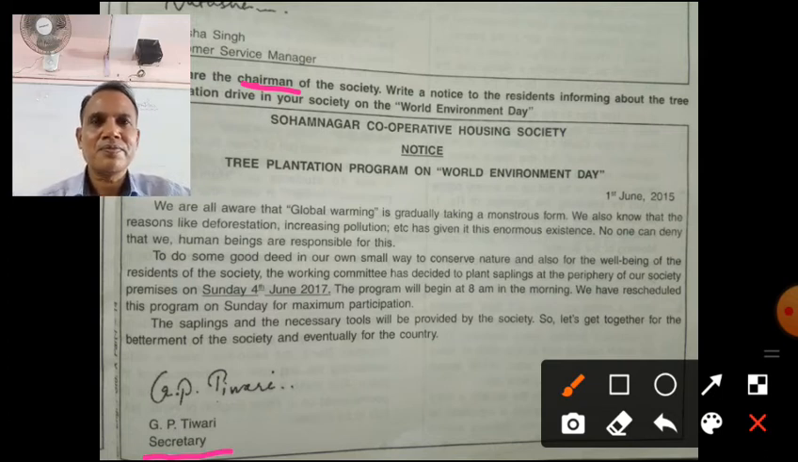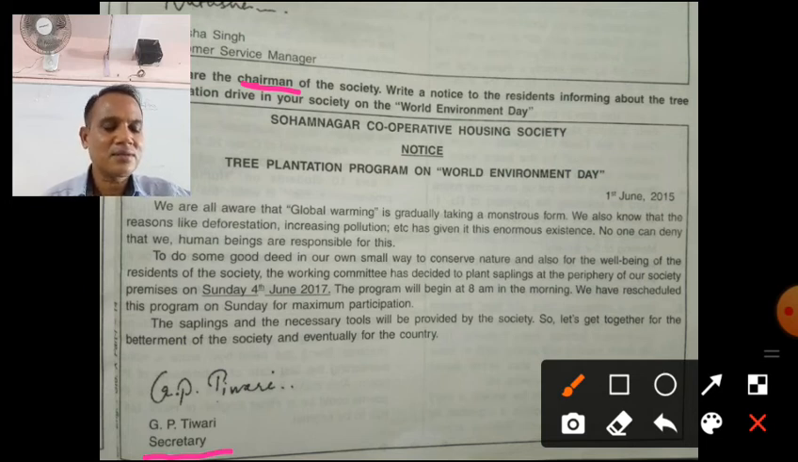Paragraph number 2, the main paragraph we call it. To do some good deed in our own small way, to conserve nature and also for the well-being of the residents of the society, the working committee has decided to plant saplings, sapling that is called plants, at the periphery of the society, that the premises of the society we call it, on Saturday 4th June 2017. The program will begin at 8 a.m.